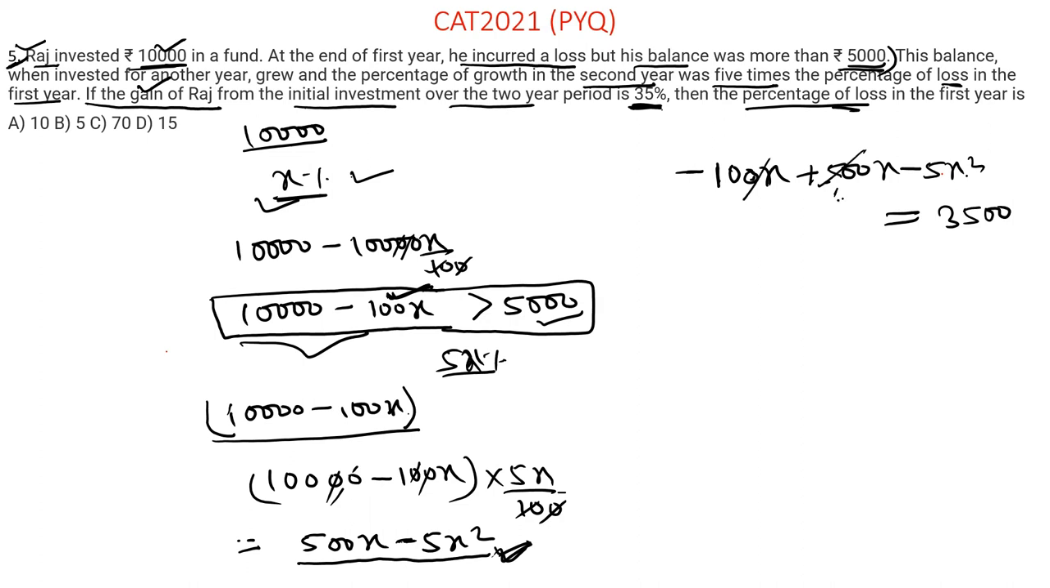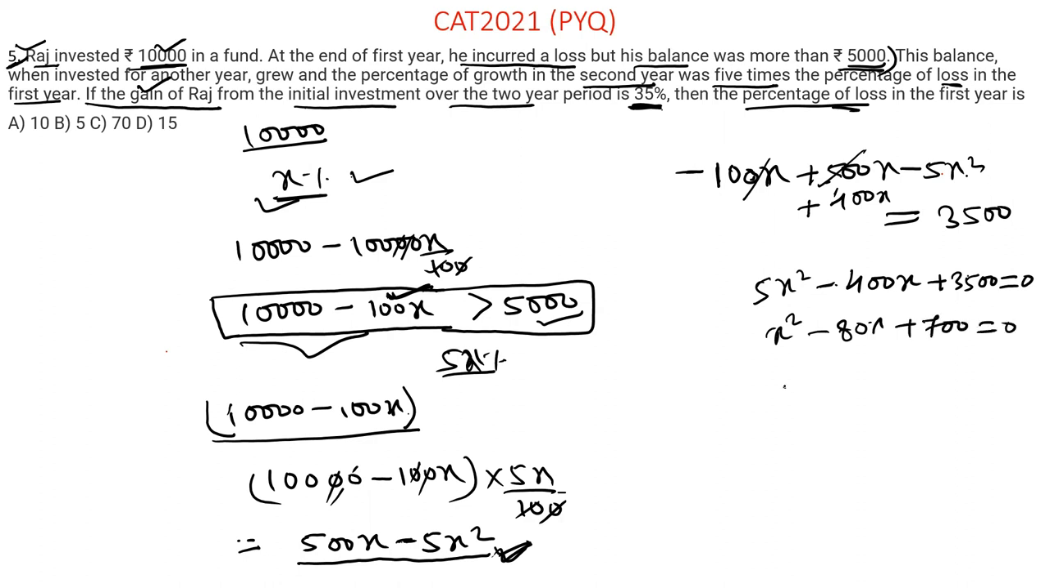So this is 400x, so 5x square minus 400x plus 3500 equal to 0. So we can take common 5. So x square minus 80x plus 700 equal to 0. So x square minus 70x minus 10x plus 700 equal to 0. I am hoping that you know how to solve the quadratic equation. So x equals 70 and 10.